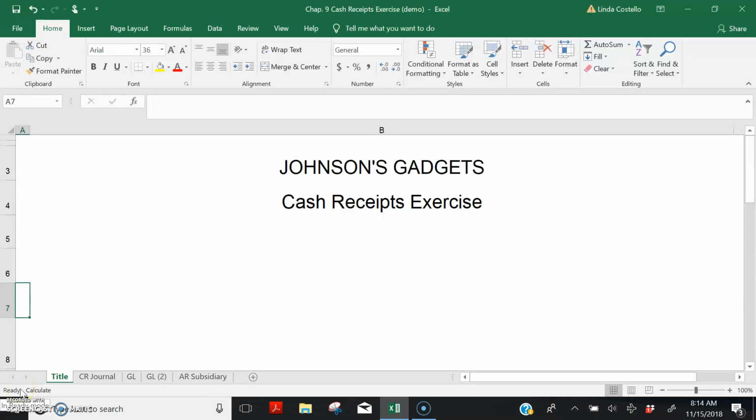Hi everybody. In the previous Chapter 9 video, we recorded cash receipts transactions for Johnson's Gadgets into the cash receipts journal. We also posted to the customer card in the accounts receivable subsidiary ledger. In this video, we will finish the exercise by posting the cash receipts transactions to the general ledger for Johnson's Gadgets. This video is a continuation of the cash receipts exercise we began in video lecture 9.1. We will use the same worksheets you started in that lecture.